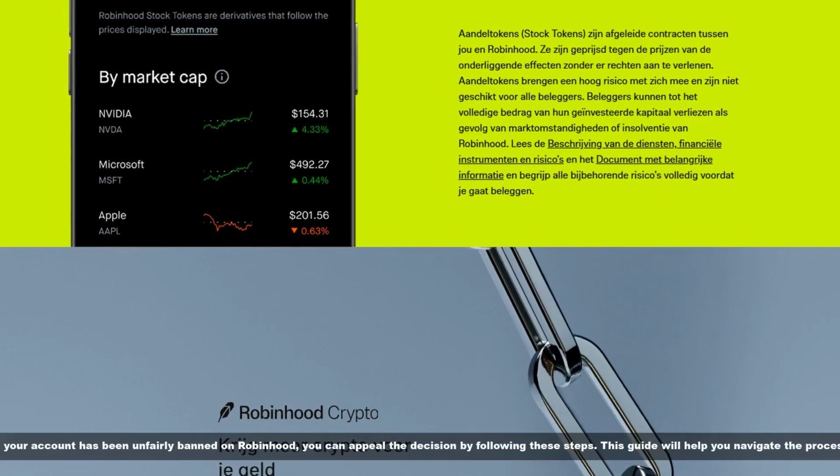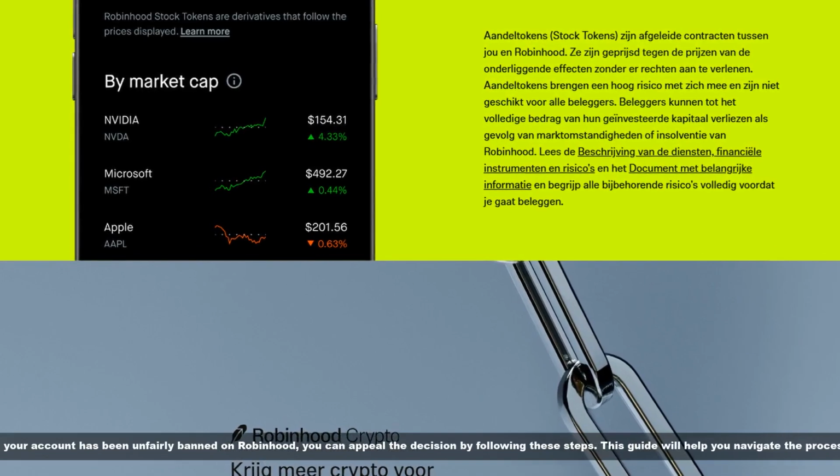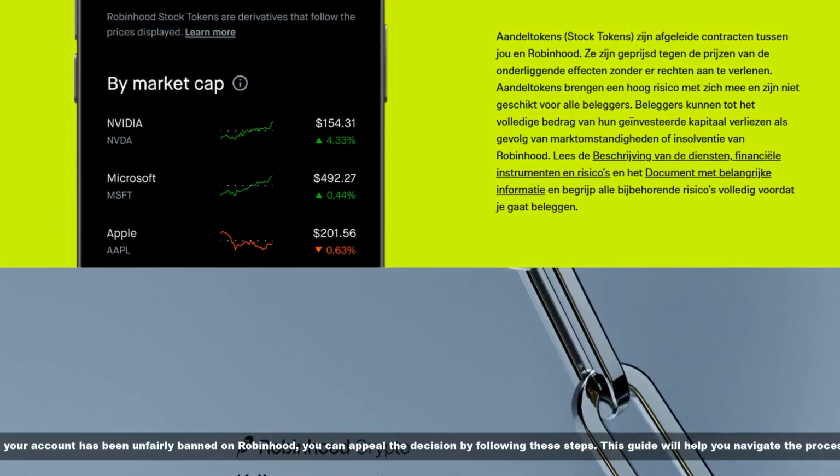If you believe your account has been unfairly banned on Robinhood, you can appeal the decision by following these steps. This guide will help you navigate the process effectively.